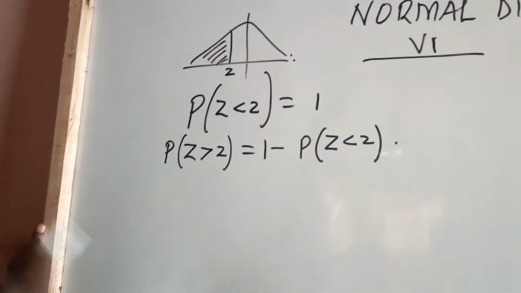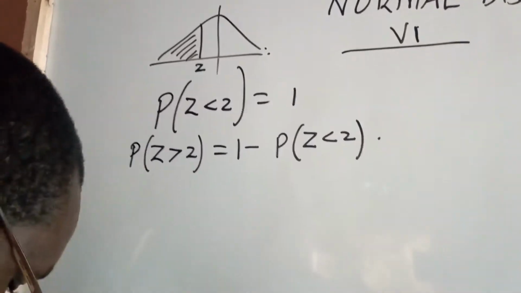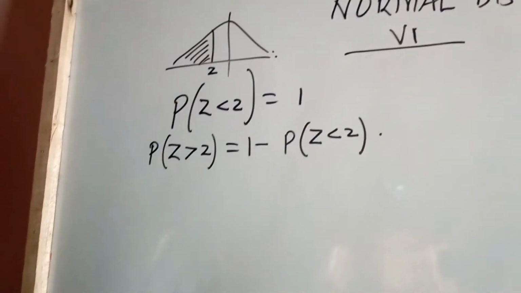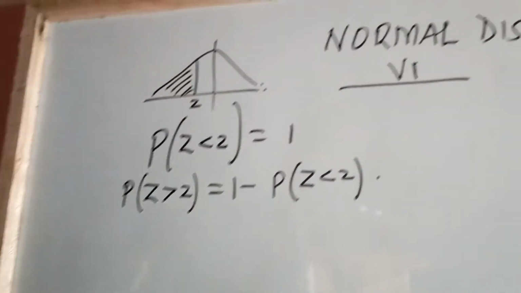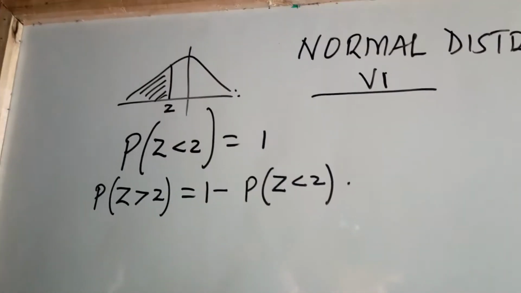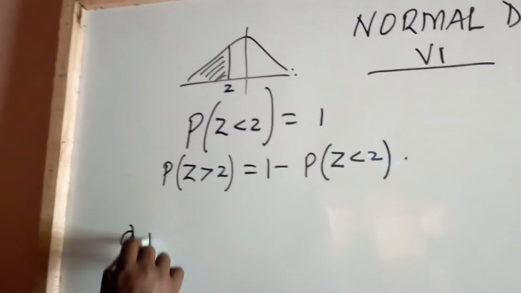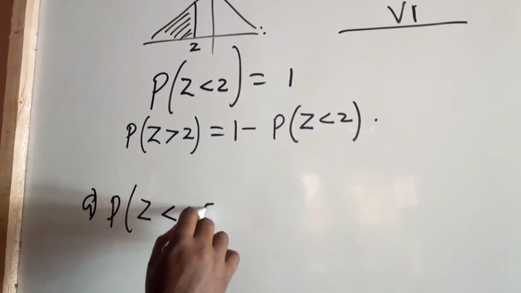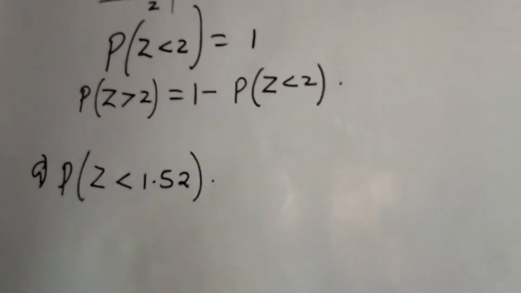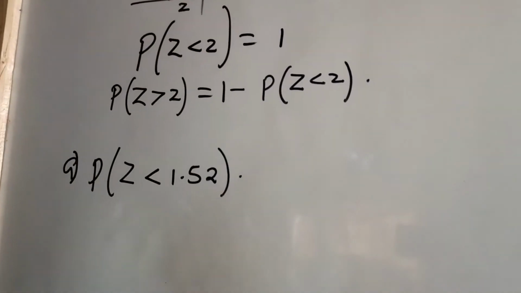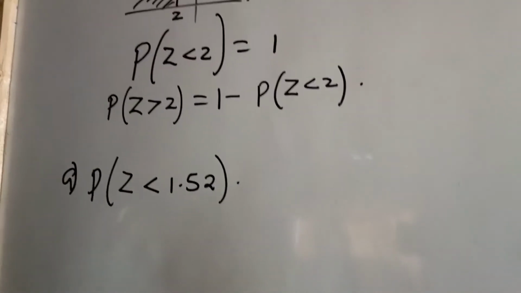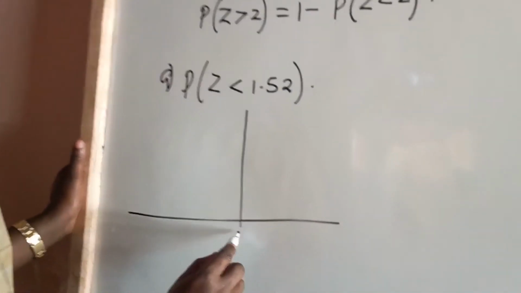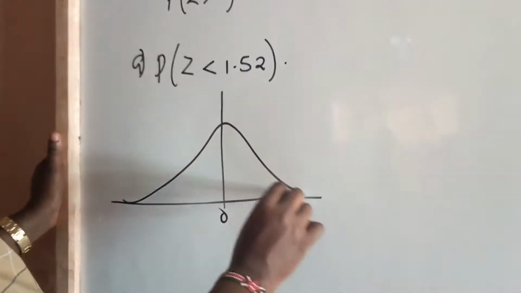It is important to note that, because I want us to go to example 1 with this information. And example 1 talks of use tables to find the probability of z less than 1.52. And diagrammatically, what we may see here is a normal distribution model.